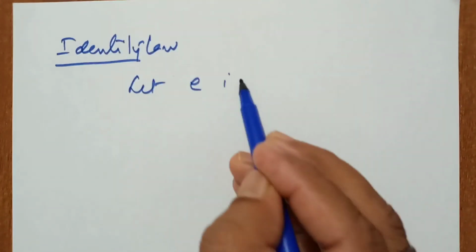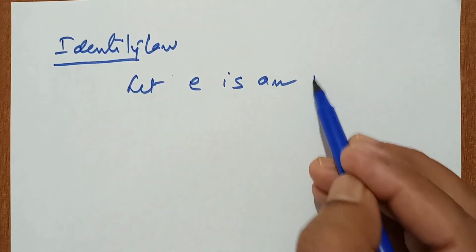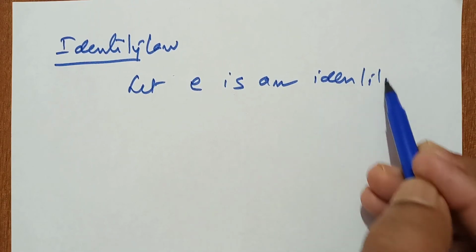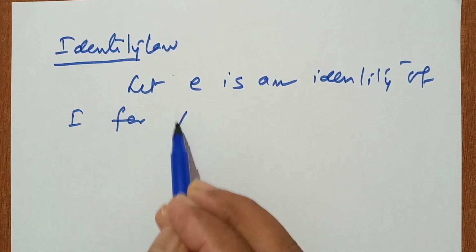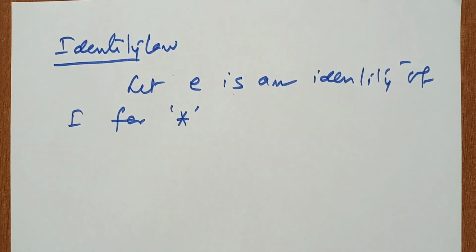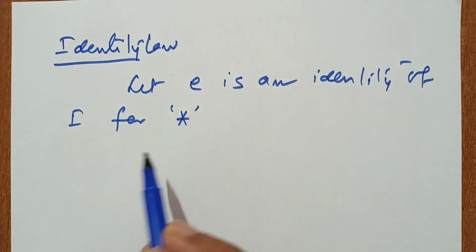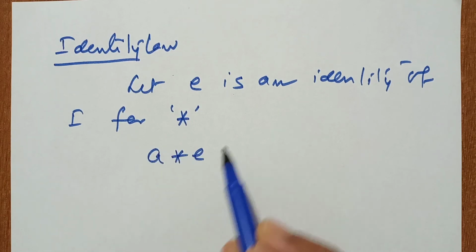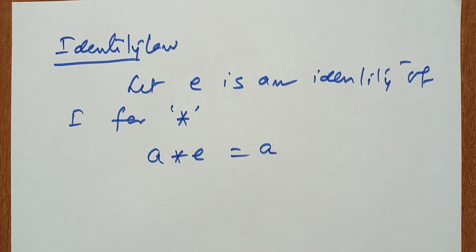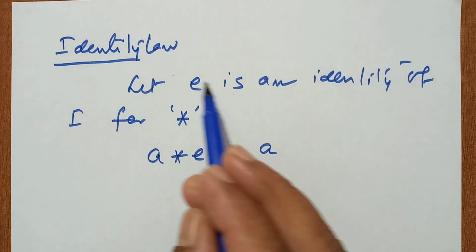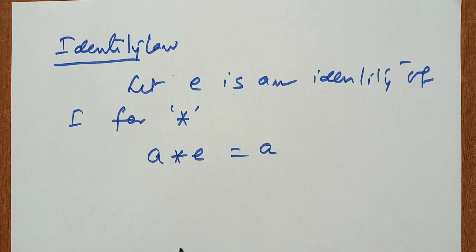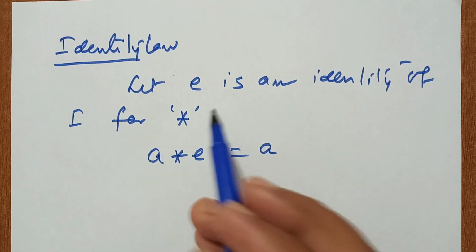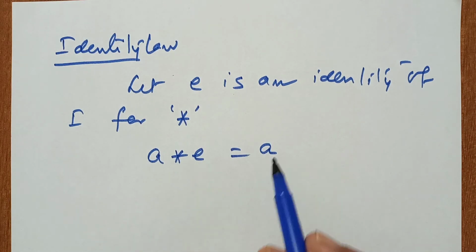Let E be an identity of I for this operation star. Then by the property of identity element, A star E is equal to A. Like if you have multiplication, A dot 1 is equal to A. If you have addition, A plus 0 is equal to A. But here this is star, so A star E is equal to A.